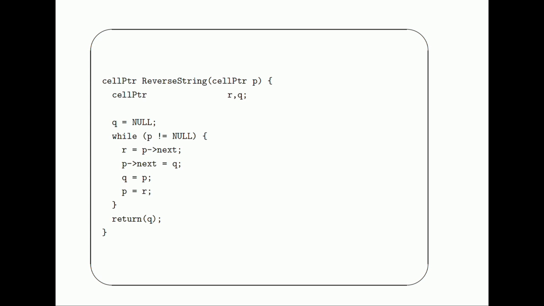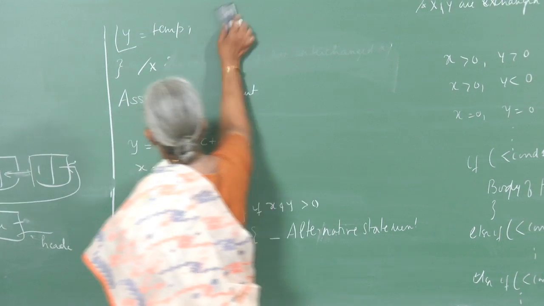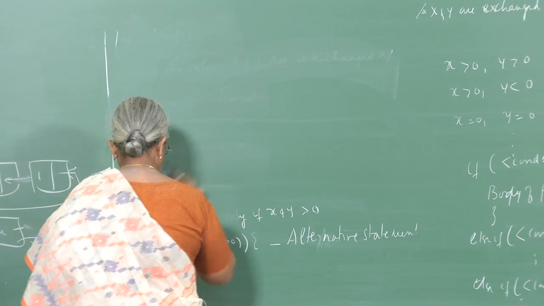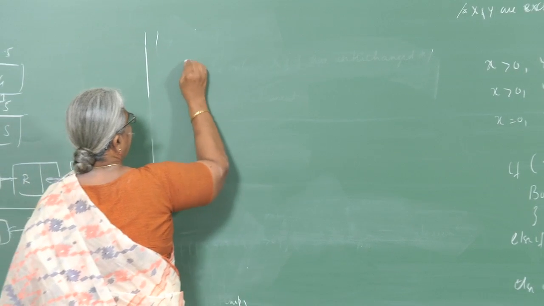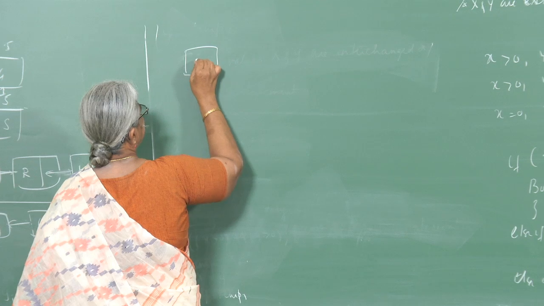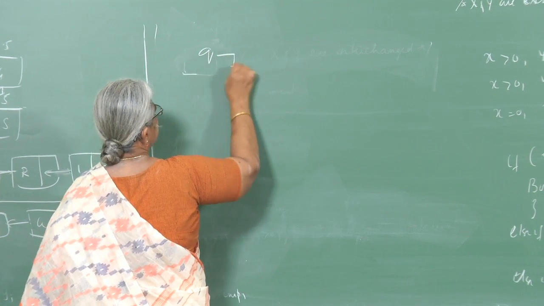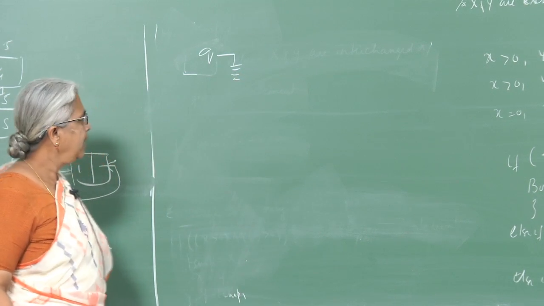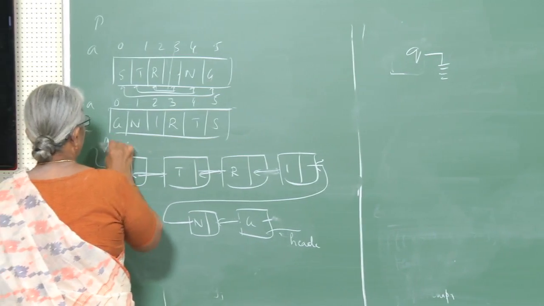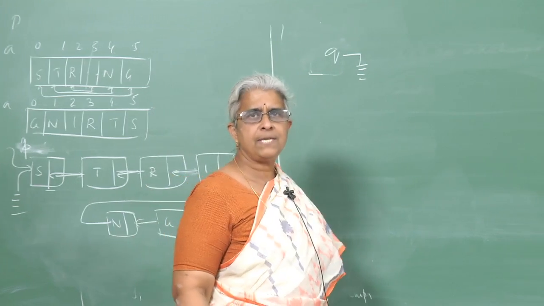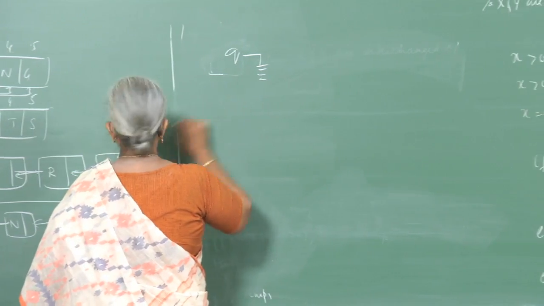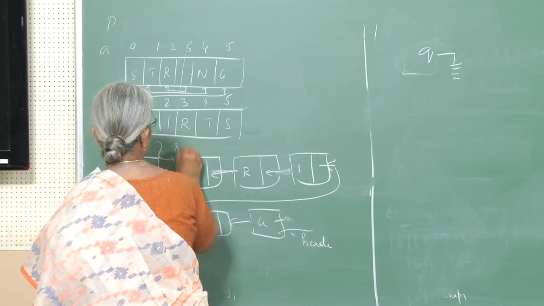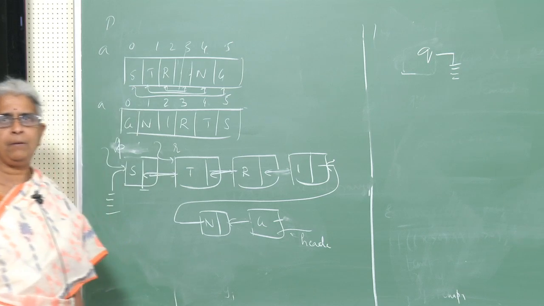So, what are we doing now? We have 3 pointers P, Q and R. What are we doing now? We are first setting the pointer Q to null, that is how we started. P is the pointer which is pointing over here. Then what are we doing? We are saying while P does not become null, we are putting R. So, R is pointing over here, okay. R is pointing to P pointer next.